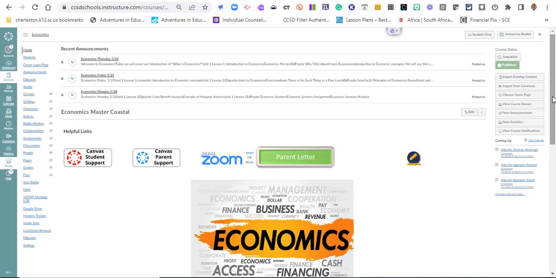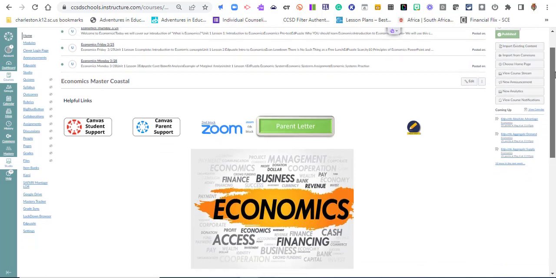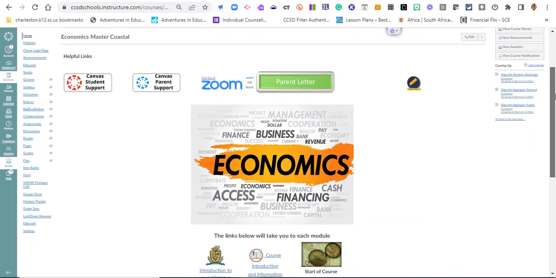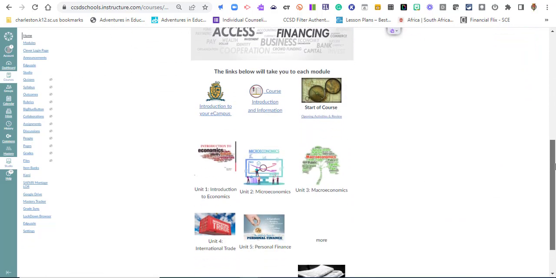I will go through and highlight the changes that have been made and basically what elements have been changed and any improvements that have occurred. So we're back at our home page in Canvas, and this is for my economics course. We have kept our original layout of the home page.